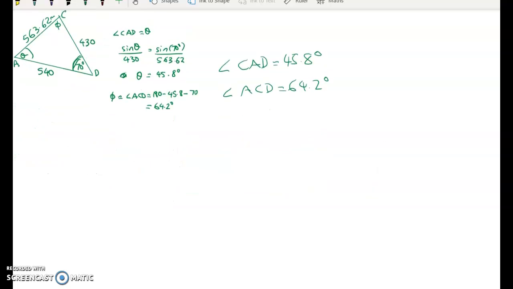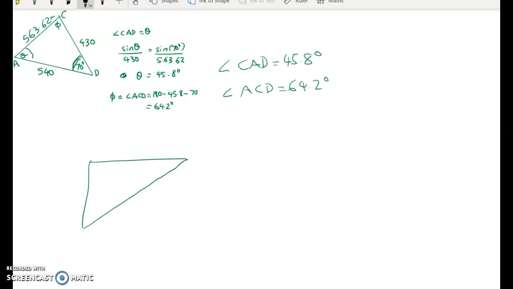Okay, so just looking through those calculations, you can see that there's my top angle of ABC. So theta is ABC. And then my next 2 angles that we just found were angle CAD was 45.8 degrees and angle ACD was 64.2 degrees. Now we need to work with triangle BAC.